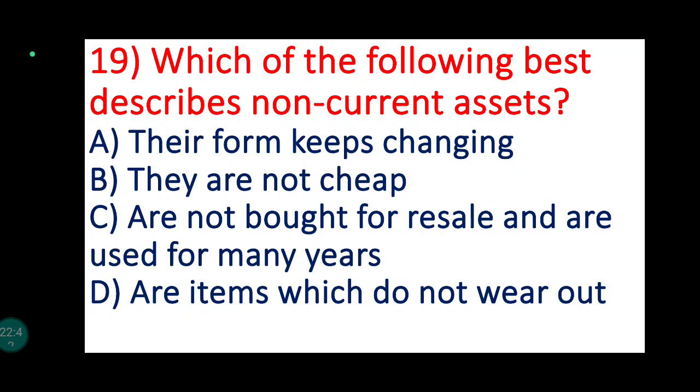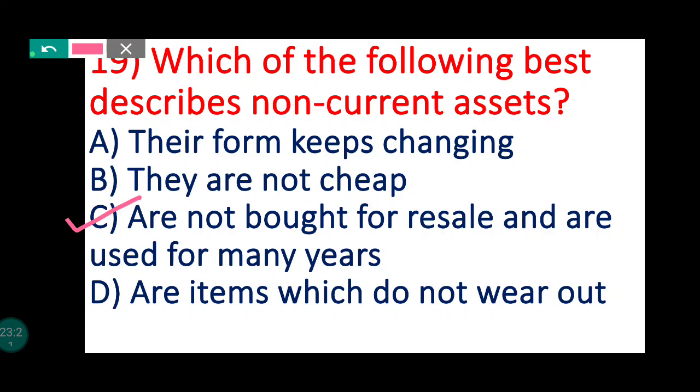Point number 19. Which of the following best describes non-current assets? Okay, best describes non-current assets. So non-current assets means assets which have a long life. Okay, they stay in the business for a long time. They are not bought for the purpose of resale. So here what is given? Best describes non-current asset. So you can see here, option number C is correct.